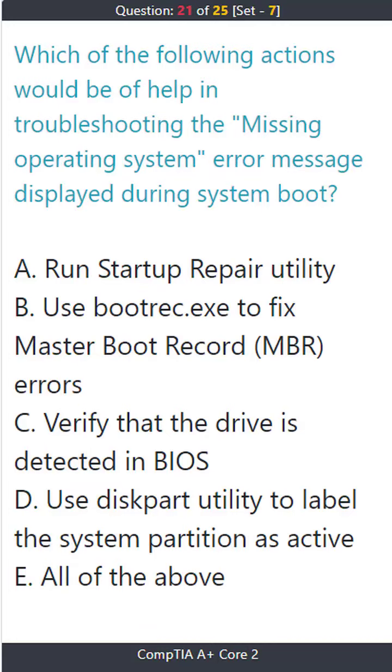Question 21. Which of the following actions would be of help in troubleshooting the missing operating system error message displayed during system boot? A. Run startup repair utility. B. Use bootrec.exe to fix master boot record, MBR, errors. C. Verify that the drive is detected in BIOS. D. Use diskpart utility to label the system partition as active. E. All of the above.